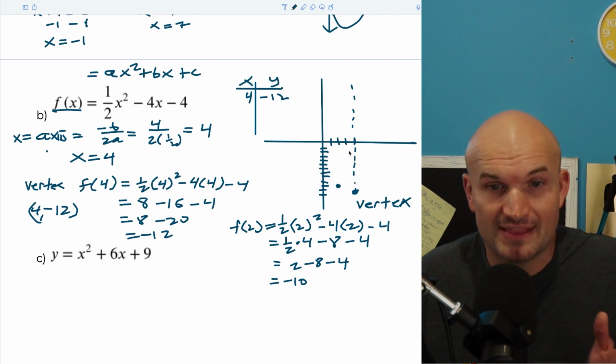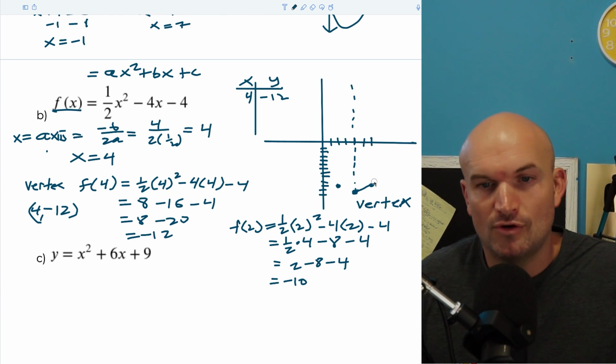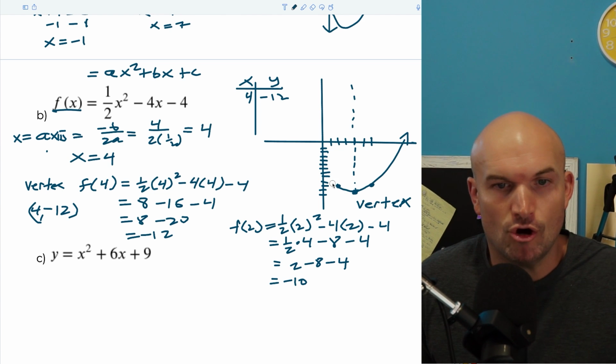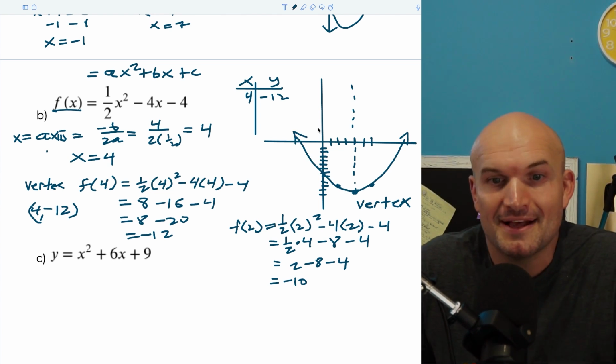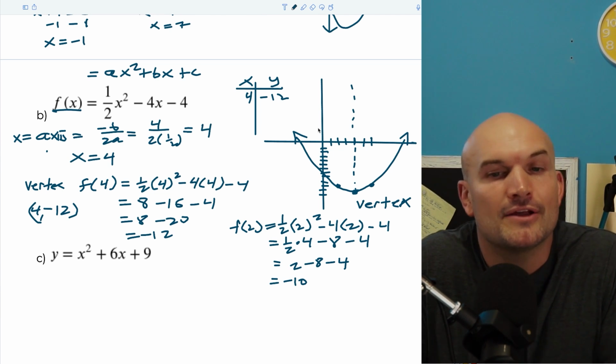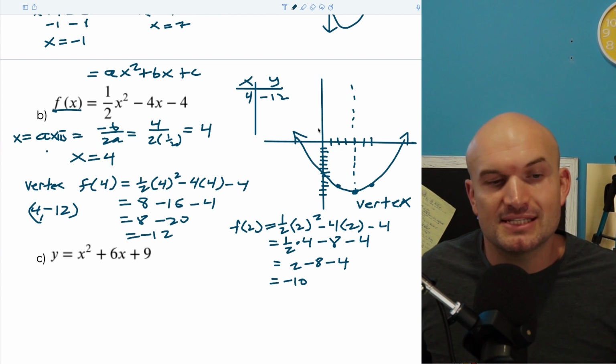And then again, that was 2 away from the line of symmetry. So then over here, I'm going to go 2 away from the line of symmetry, and I'm going to graph the same point. So hopefully you recognize then, oh, this graph has to open up, right? Hopefully you know that when a is positive, it opens up. But if you forgot, you can see just by plugging in another point that this graph is actually wider, but it's still also opening up.